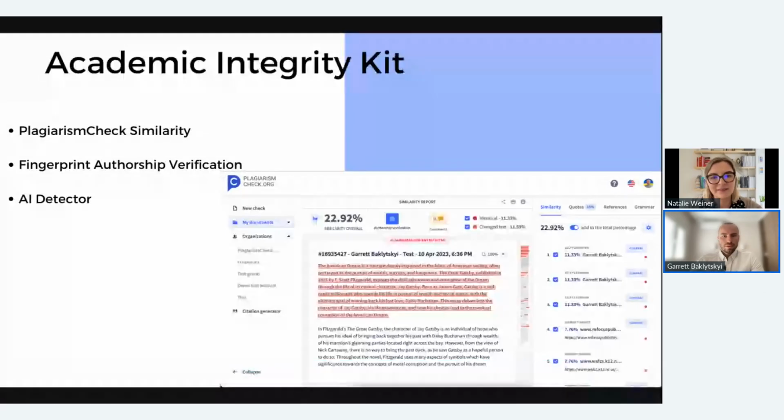Thank you, Natalie. I'm happy to introduce Academic Integrity Kit, where papers are checked for similarity, authorship, and AI presence. This comprehensive approach allows us to combat numerous ways of cheating compared to other similarity checkers. This system allows profound checking of papers for originality according to modern academic integrity challenges in 2023. Our AI detector is integrated in our similarity report, and we provide an overall feedback for the whole text.